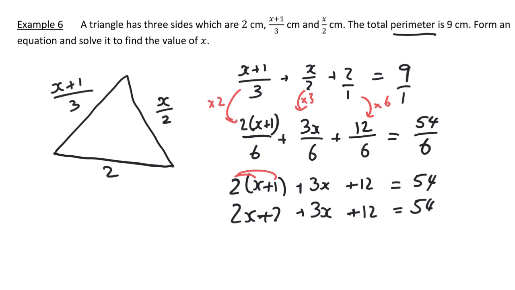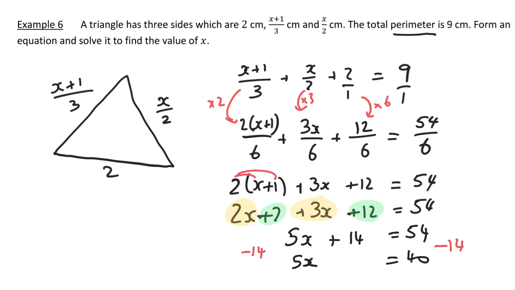So our next step is to collect like terms. We have a 2x and a plus 3x, and a 2 and a plus 12. So that gives us 5x plus 14 equals 54. What we need to do is take away 14 from both sides, and we get 5x equals 40, and then divide by 5, and we get that x equals 8. So x is 8.